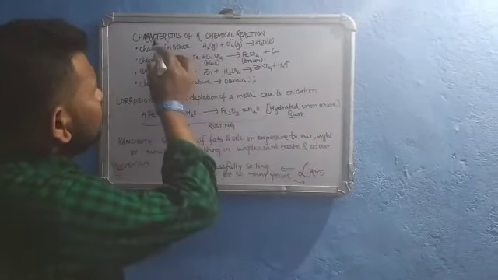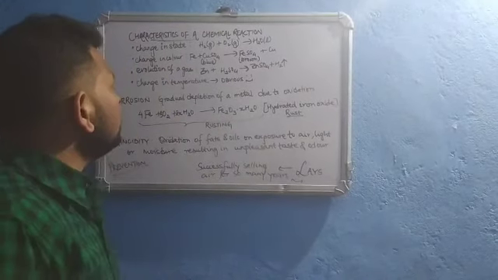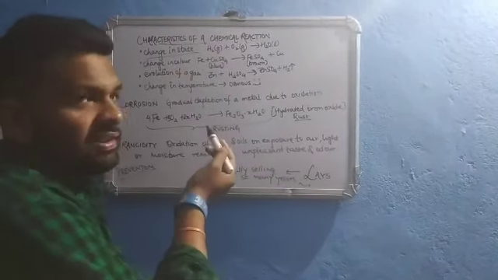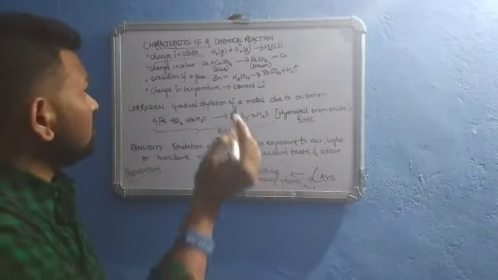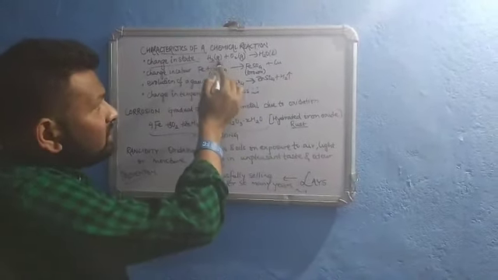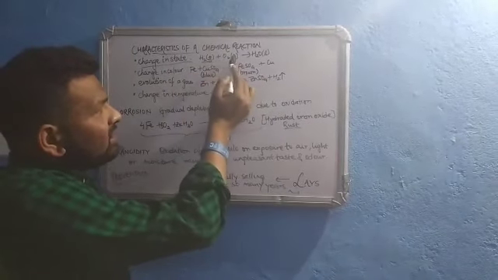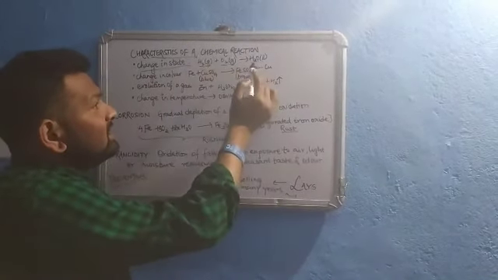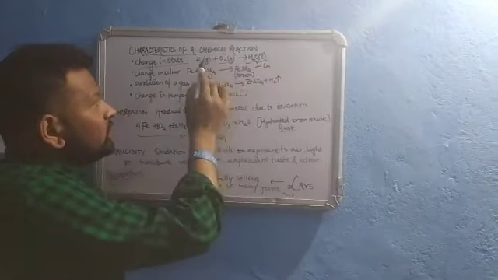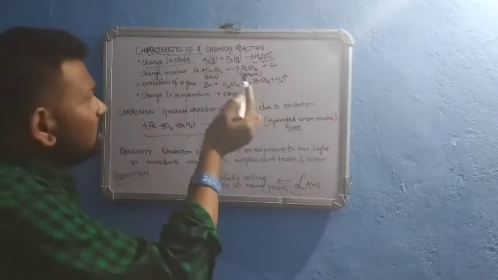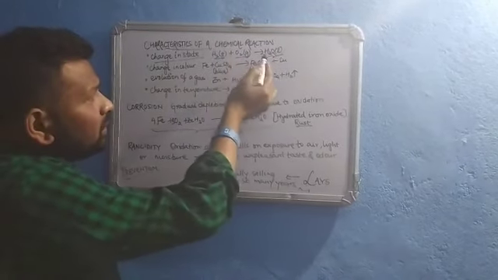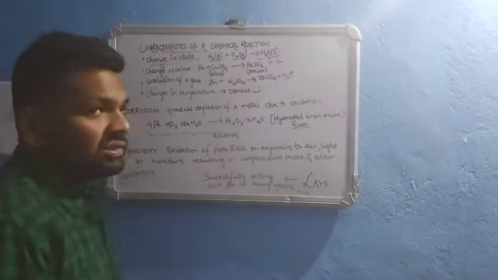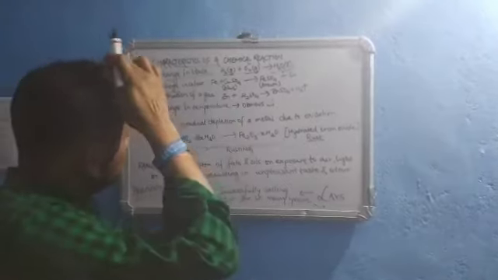We'll discuss the characteristics of a chemical reaction. Obviously, the first one is change in state, isn't it? That is a very special character of a chemical reaction. Hydrogen, which is a gas, combines with oxygen, which is a gas, to give water, which is a liquid. So you can see there is a change in state. This is the first characteristic.